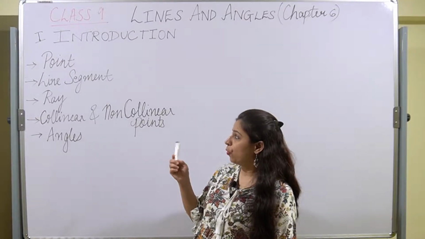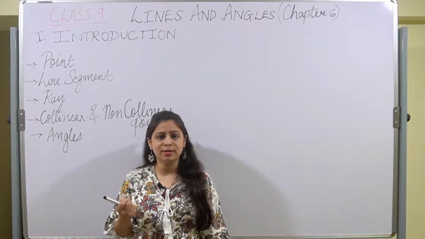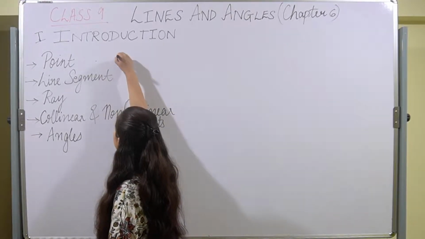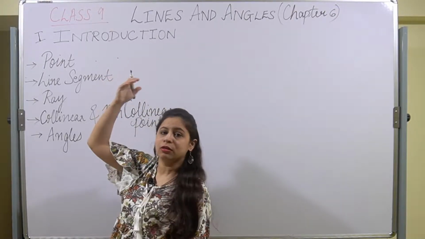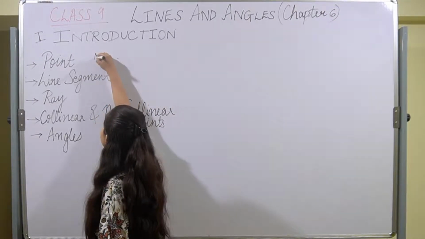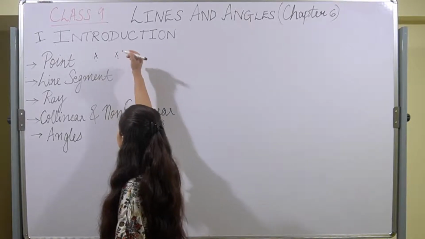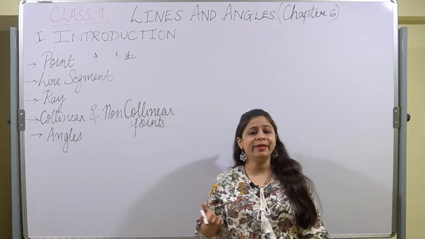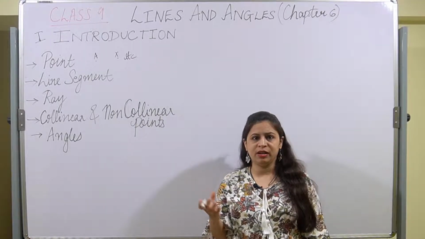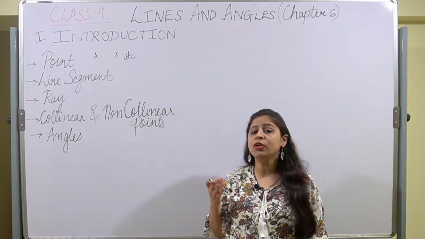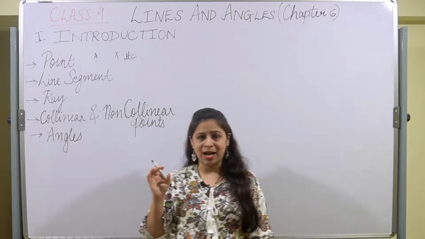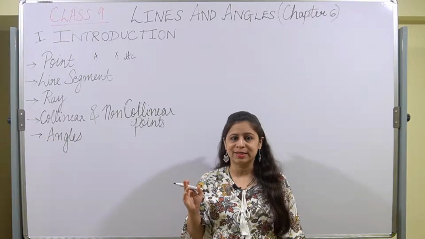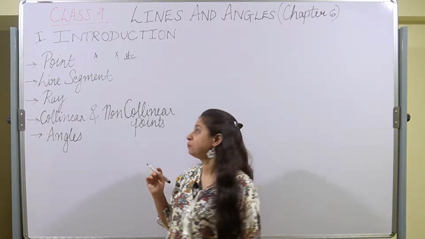So we should know what is a point. What do you understand by a point? Any point in 3D or 2D given by a specific letter, let us say A, X or anything, is considered to be a point. A point can be anywhere. It can be in 3D or in 2D. In 3D we have 3 axes, X, Y and Z. In 2D only 2 axes are there, X and Y.